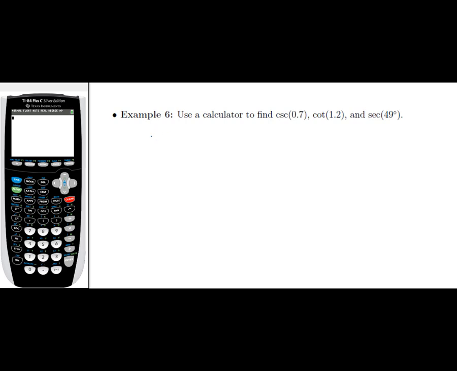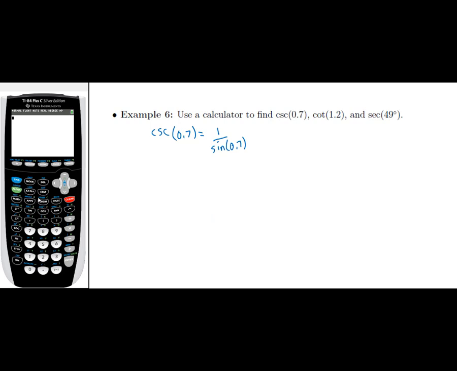So let's start with cosecant, right? I know that the cosecant goes along with sine, right? It's the reciprocal of sine. So this is really 1 over the sine of 0.7. And remember that if you have a number inside the argument of your function and it doesn't have a degree symbol, you can assume it's in radians.